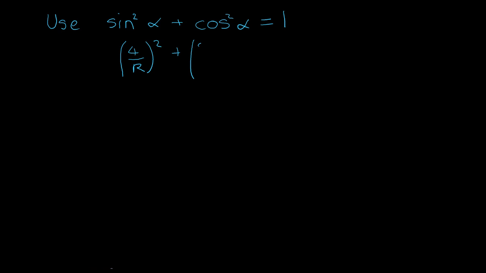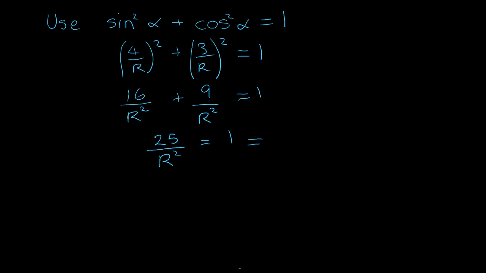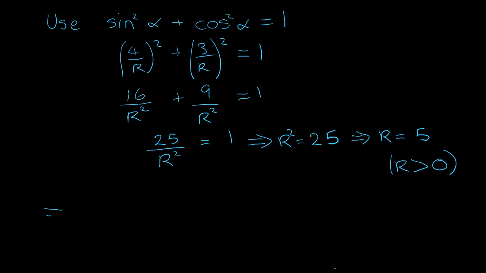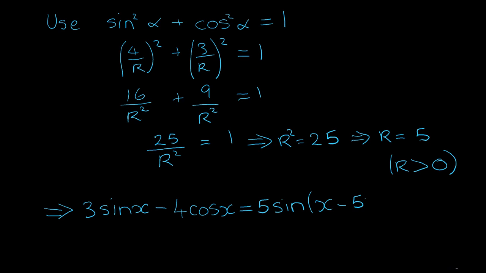Now we're going to use another trig identity, sin squared alpha plus cos squared alpha equals 1, to find r. This gives us (4 over r) squared plus (3 over r) squared equals 1. Same as 16 over r squared plus 9 over r squared equals 1. This makes 25 over r squared equals 1. So r squared equals 25, and r equals 5 because we were told that r had to be greater than 0. Therefore, 3 sin x minus 4 cos x equals 5 sin(x minus 53.1 degrees).